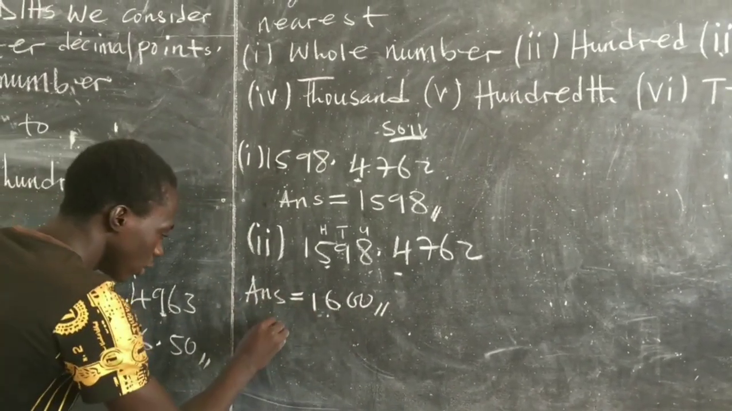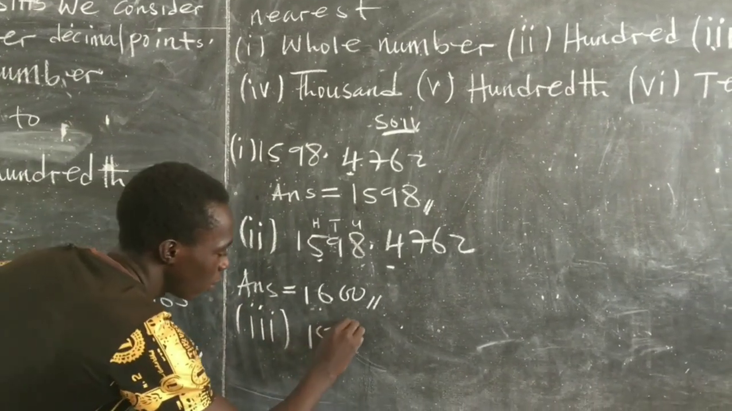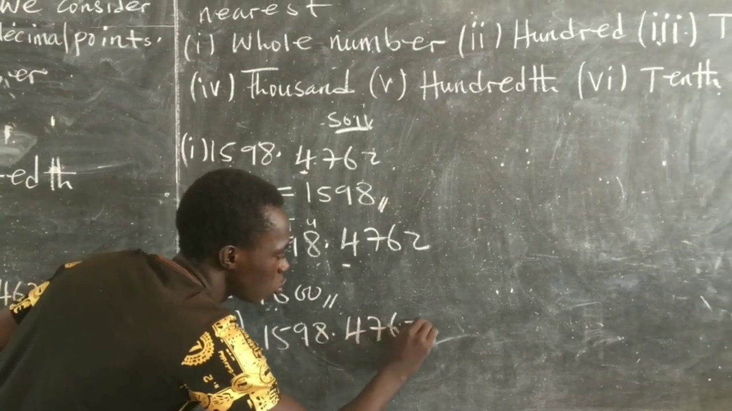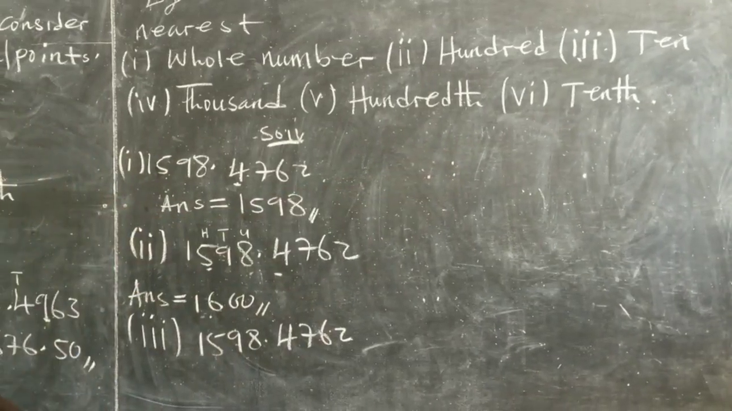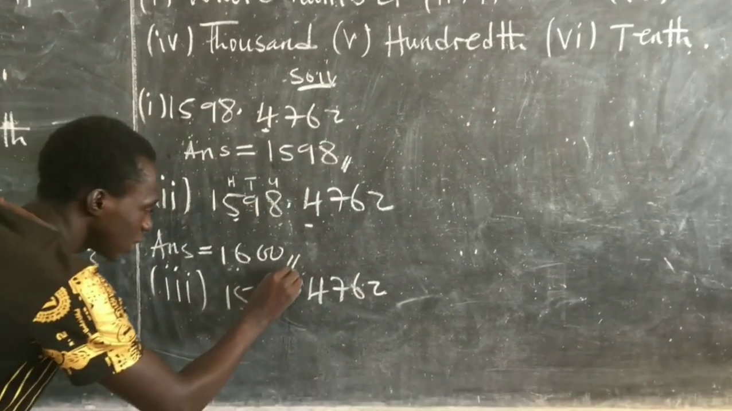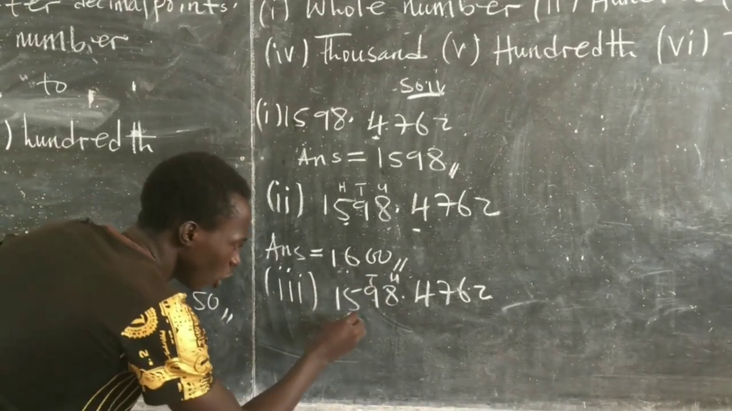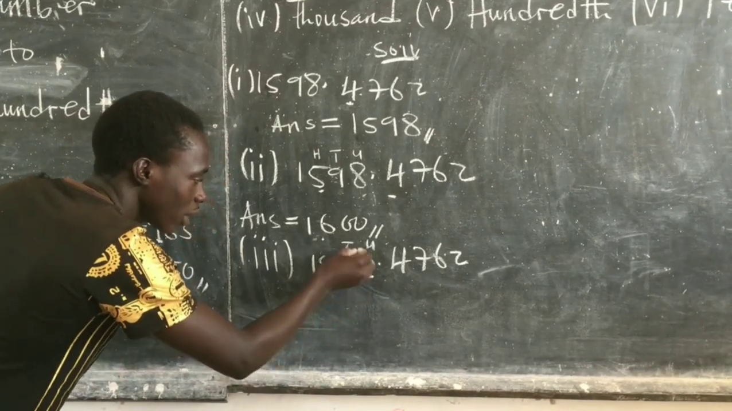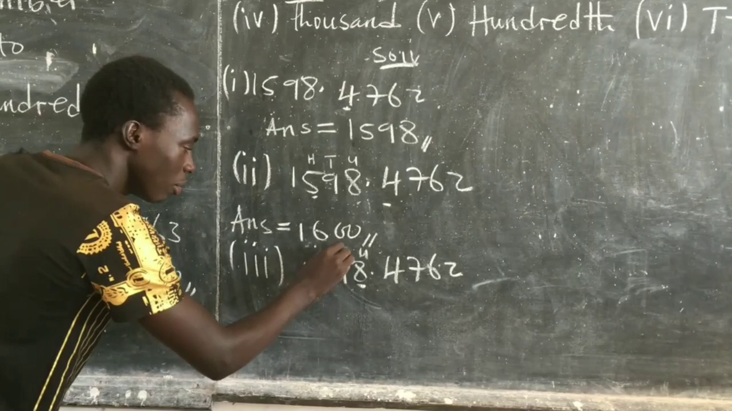Roman figure 3. We have the same number, 1598.4762, to nearest 10. This is unit digit. This is 10. That is 9. So now the number after this is 8. So we have to take 1 and add it to this one. When you take 1 from this and add it to this one, this 9 will become 10.